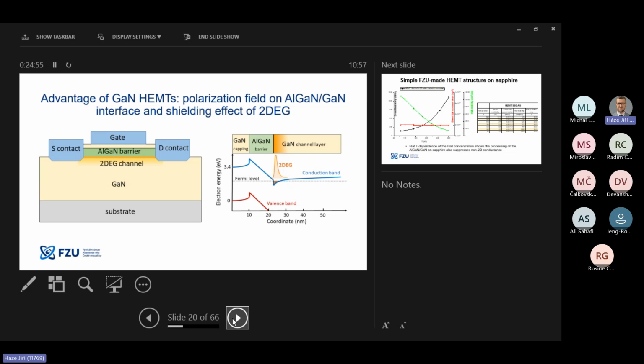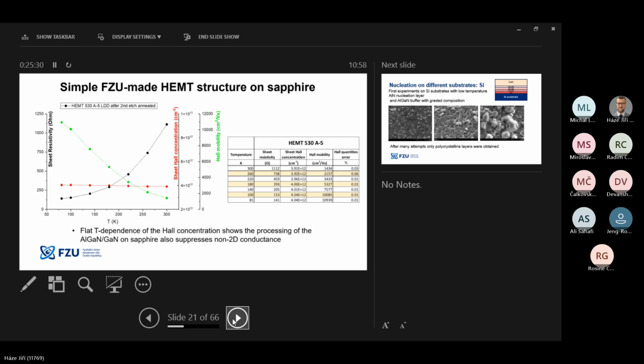And there are so many carriers that they shield the electric field around ionized impurities in this area. That's why we get very nice, very high mobilities of electrons in this region, which in our samples the best are around 1,800 centimeters squared per volt second.